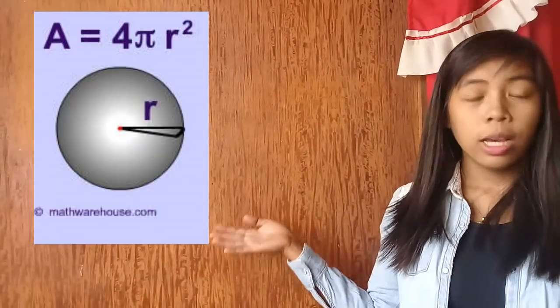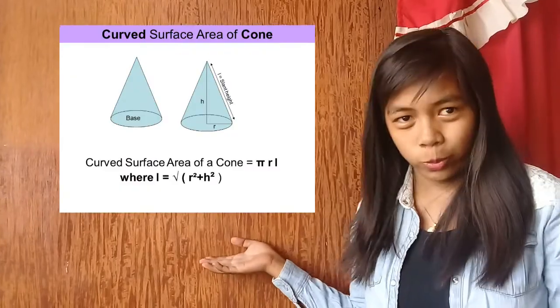Whenever circles or figures that have circles in them, such as spheres, cylinders, and cones, are to be measured, pi plays an important role. For example, sphere, cylinder, cone.